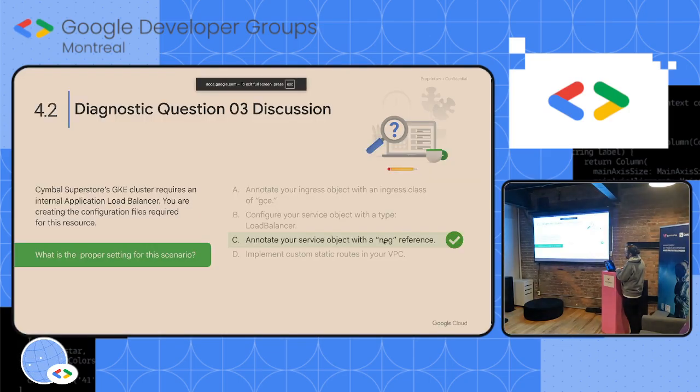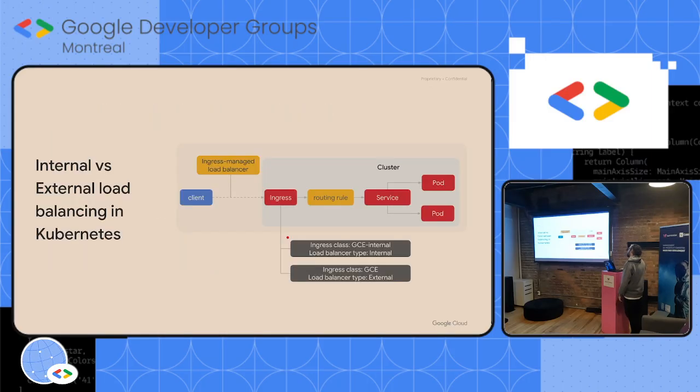So this one, you need to know those kinds of stuff. You cannot invent it. You have to know. If you are taking the exam, you need to know that. So internal versus external load balancer. The client is reaching an ingress. The ingress is based on a routing rule that can pinpoint the service, and behind the service, we have a pod. Okay, so kubectl apply deployment is creating the pod. Kubectl apply service is creating the service, and kubectl apply ingress is creating the ingress. With a different ingress class, it can be internal or external. Okay?